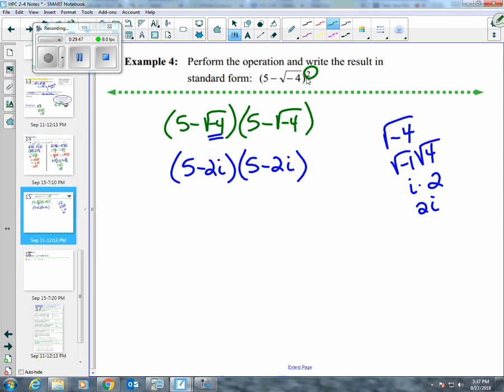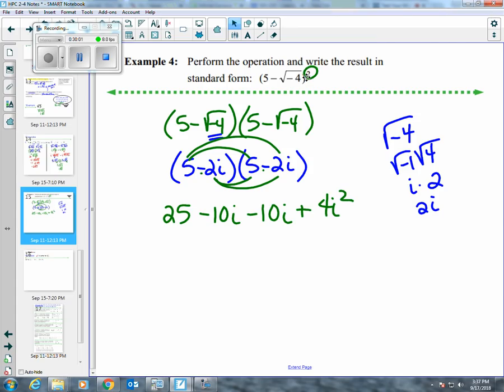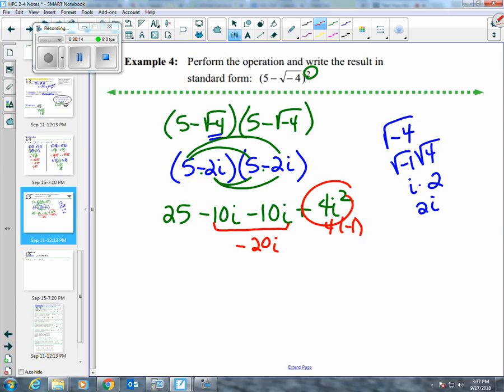Okay, now we can do our FOIL. So first, 25. Outside's minus 10i. Inside's another minus 10i. And then plus negative 4i squared. All right, so it's the same multiplication as what we were doing before. So when we put them together, we can put together our i terms. That would be a -20i. And then here we have a 4 times a -1.